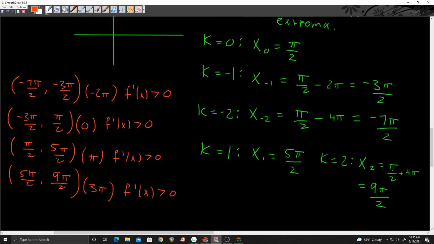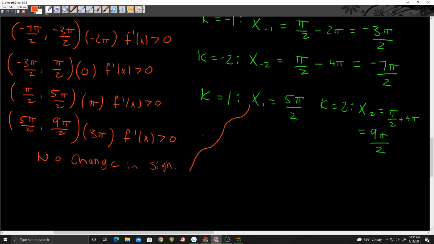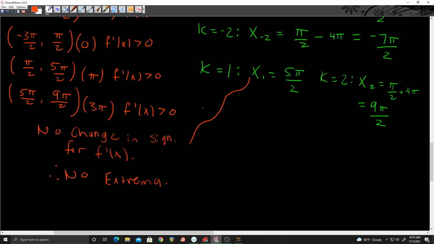What does this mean? The sign of the first derivative never changed. So the first derivative is positive, first derivative is 0, first derivative is positive, first derivative is 0, first derivative is positive. This is what is happening with this function. So no change in sign for the first derivative. Therefore we have no extrema. And this tells us that the function has no turning points.